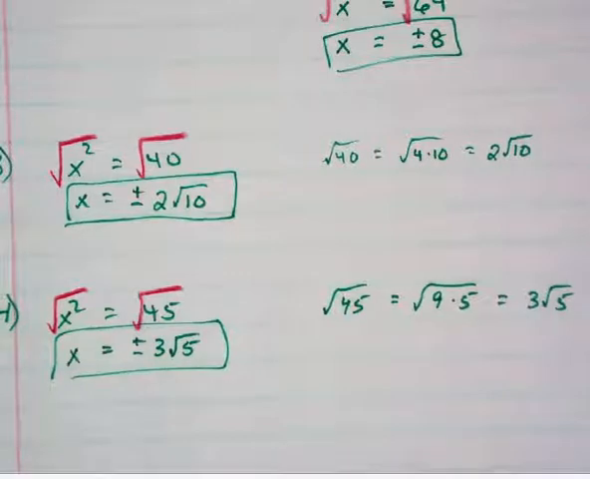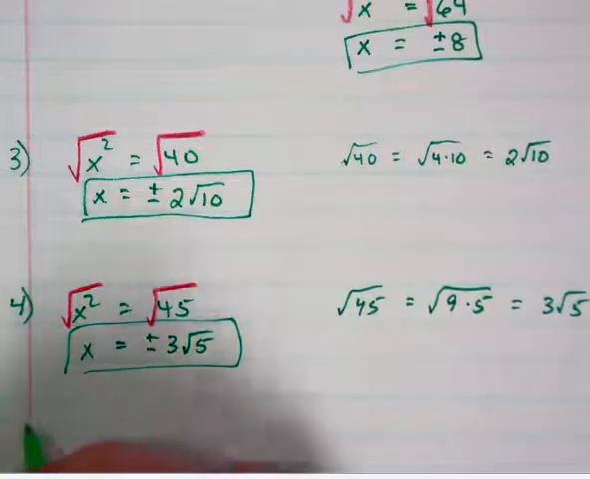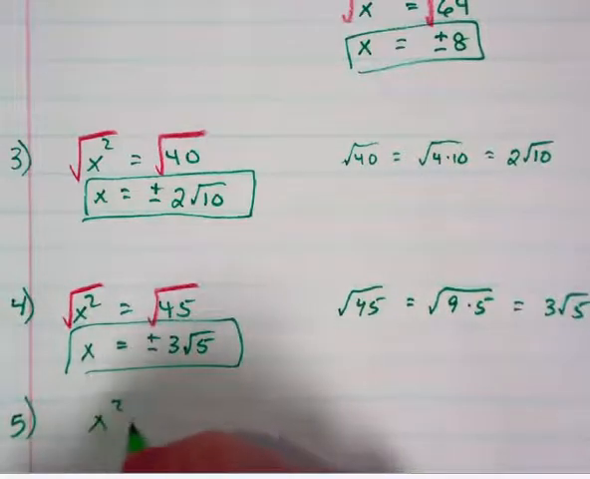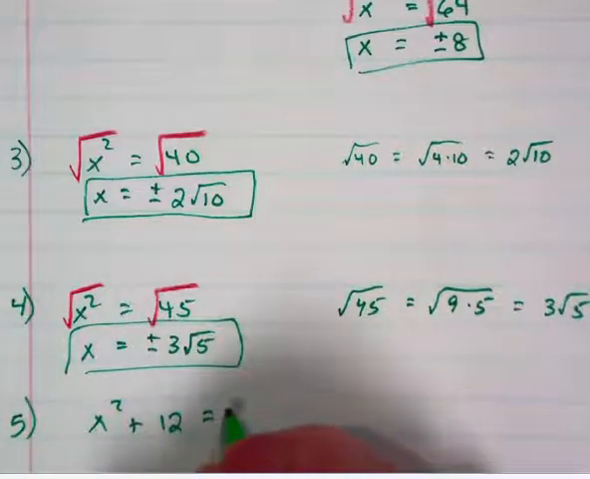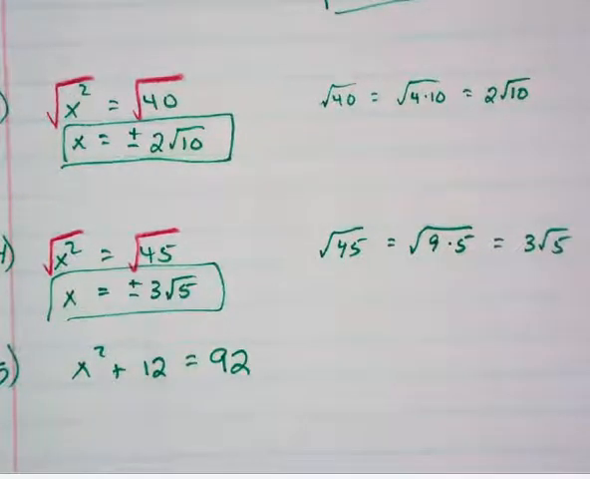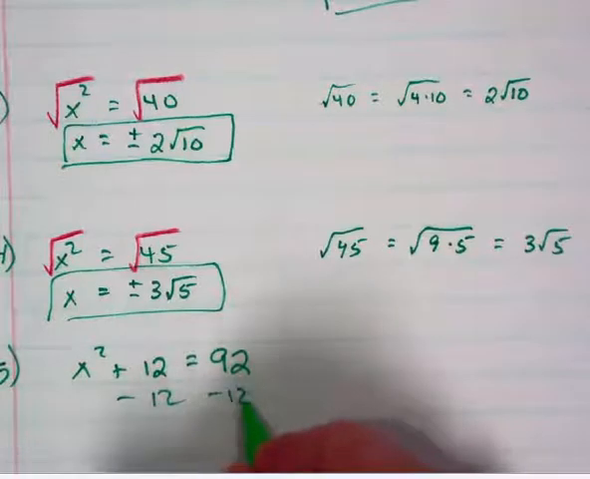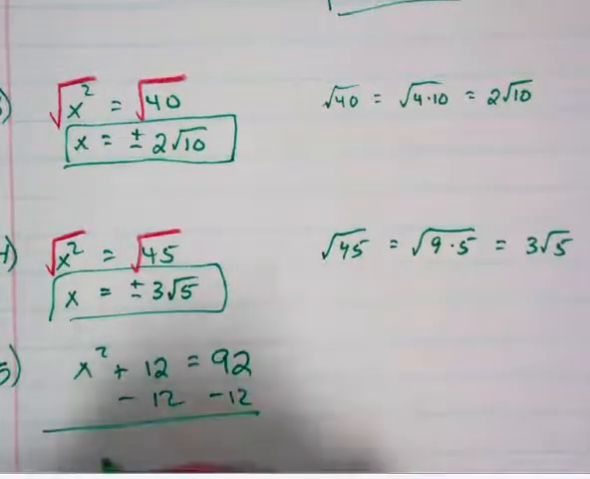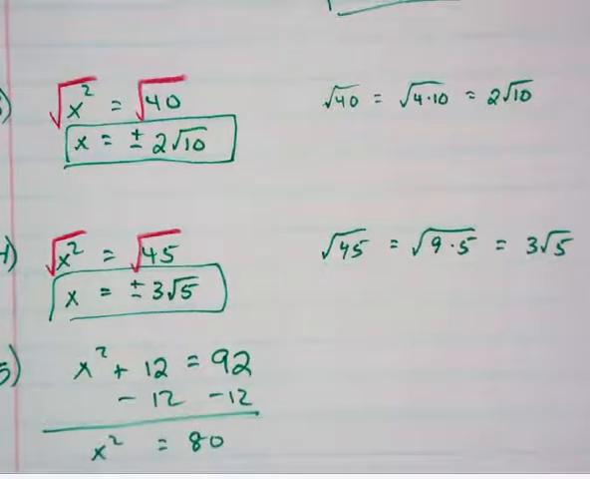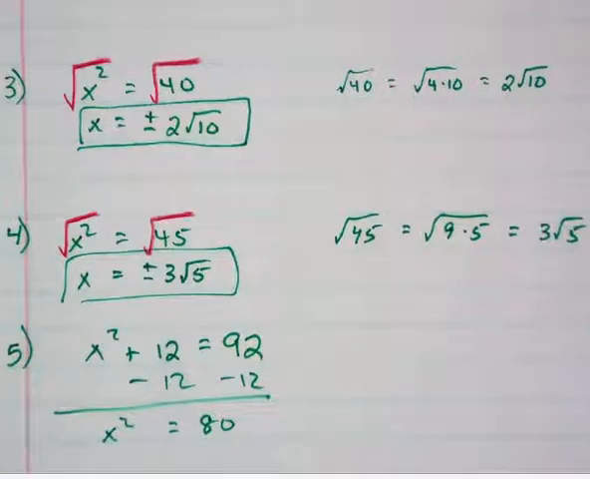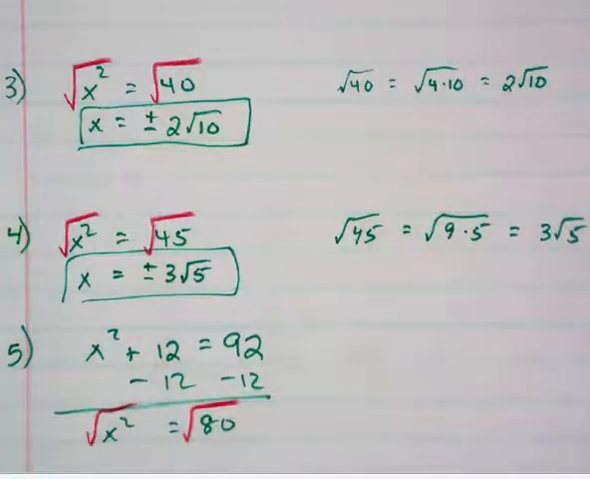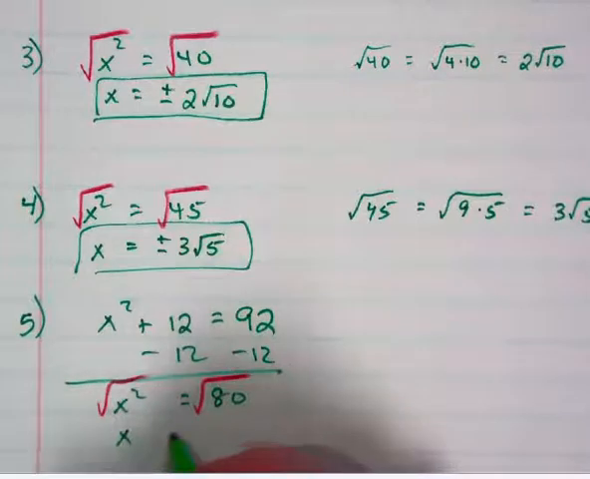Okay, so now all we do is we start putting different variations on that. So maybe I do something like x squared plus 12 equals 92. Well, think about everything that you had done in the past. I would start by subtracting 12 from both sides. That would give me x squared equals 80. Well, that's cool. Now x squared is isolated, so now I would do the square root on both sides. Square root of x squared is x.